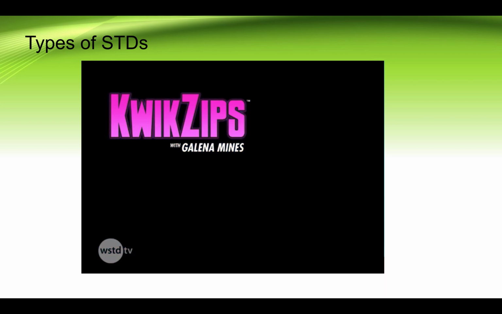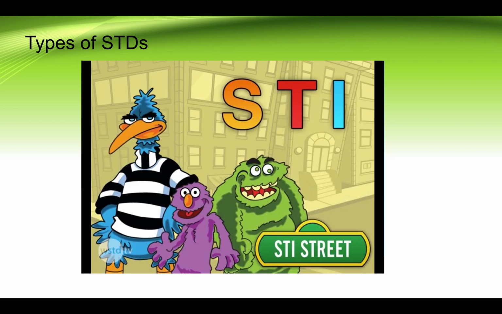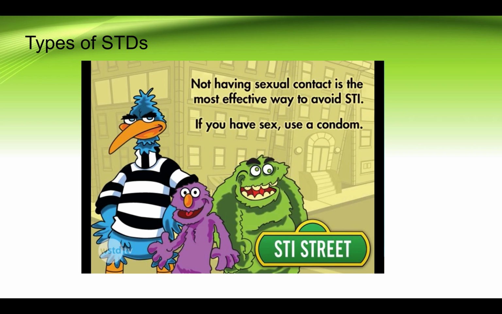This episode of Quick Zips is brought to you by STI Street and the letters S, T, and I. The STI monsters wish to remind you that not having any sexual contact with other people is the most effective way to avoid getting an STI. And if you do have sex, use a condom.